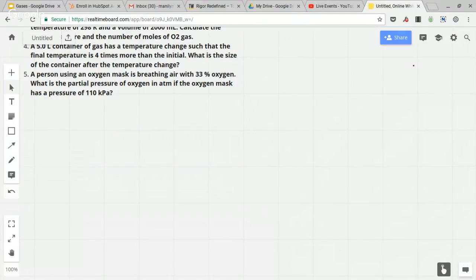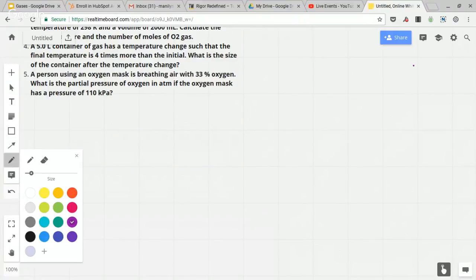Okay, so we're up for problem number 5. Problem number 5 states that a person is using an oxygen mask, breathing air through the oxygen mask, and the mask has 30% oxygen, so it's not really pure oxygen. What is the partial pressure of oxygen in atmosphere if the oxygen mask has a pressure of 110 kilopascal?